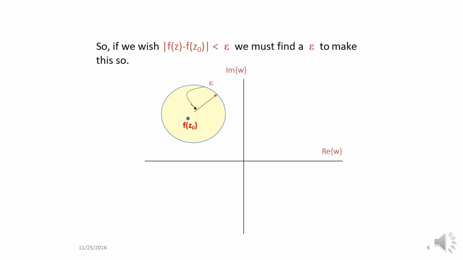We see here in this figure we have this plane where the real part of w, that is u, if we think in terms of u and v, and the imaginary part of w is v, and this is f(z0). So f(z) will be somewhere inside this circle, suppose here, then this |f(z) - f(z0)|, which is the straight line, is less than epsilon, that is the radius of this circle.